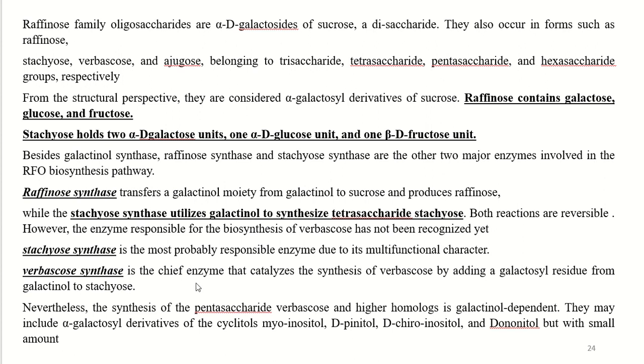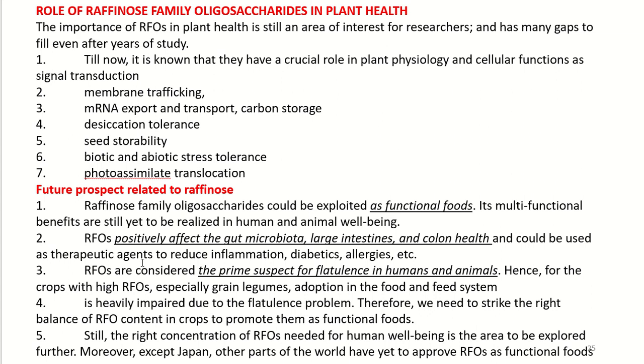Verbascose synthase is a chief enzyme that catalyzes the synthesis of verbascose by addition of galactosyl residues from galactinol to stachyose. Nevertheless, synthesis of the pentasaccharide verbascose may be galactinol independent, and may include alpha-galactosyl derivatives of cytosolic myoinositol, D-pinitol, D-chiro-inositol, or nonitol, but in small amounts. So this is all about the raffinose family and how it is synthesized.